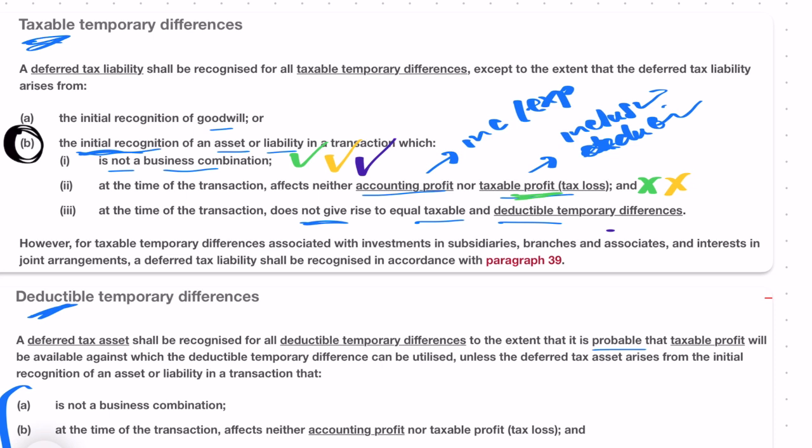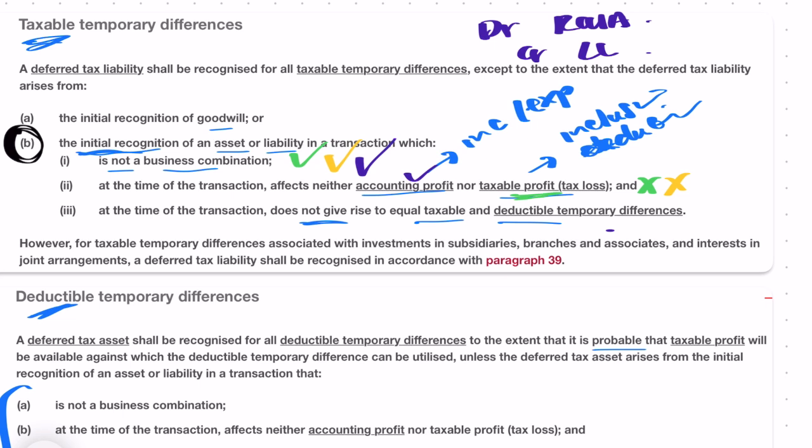Now, at the time of transaction, it affects neither accounting profit nor tax profit. Okay, so if you think about that portion of the right of use asset, when we recognize that 360,000, we would have said debit a right of use asset and then credit a lease liability. So we're debiting an asset and we're crediting a liability, which means we are not affecting accounting profit. So that's correct. We meet that part.